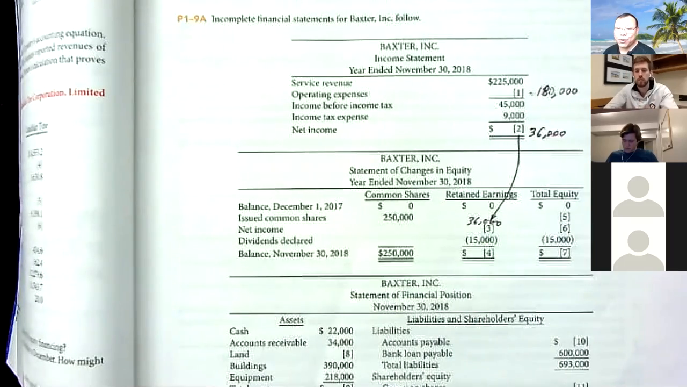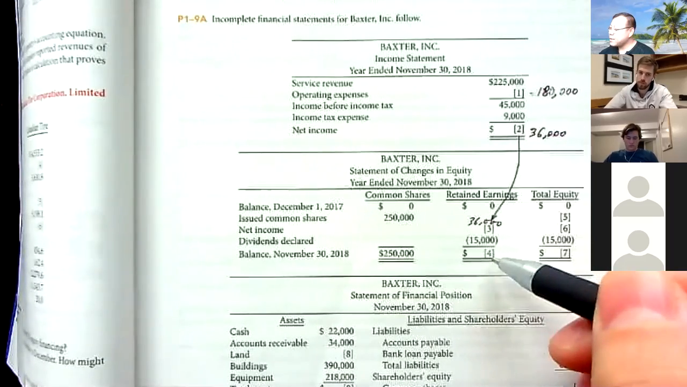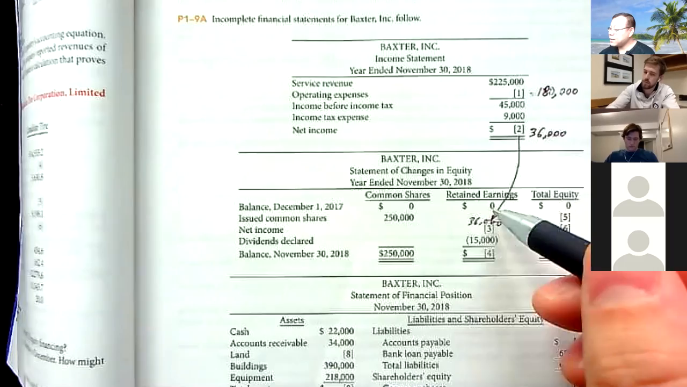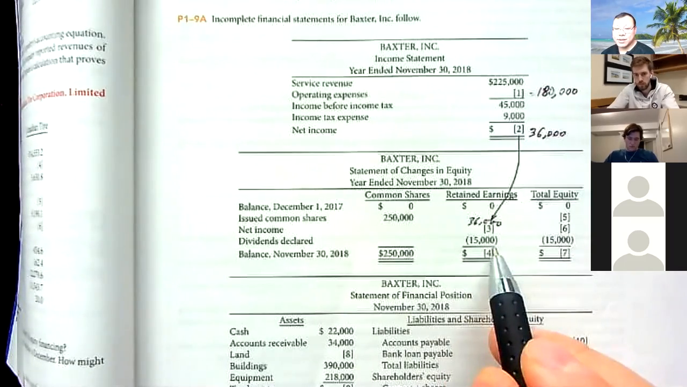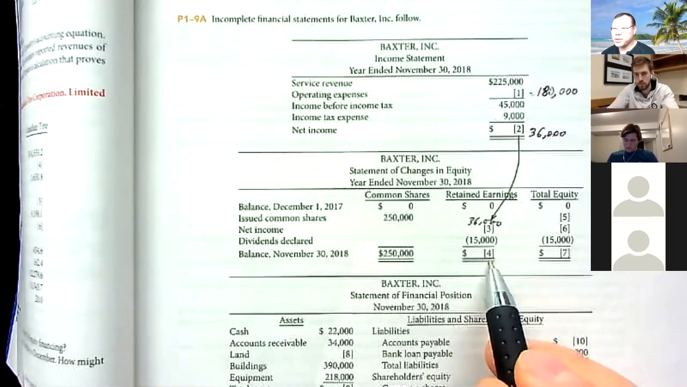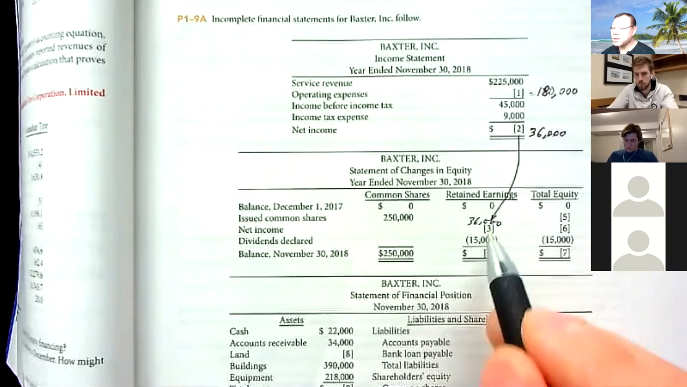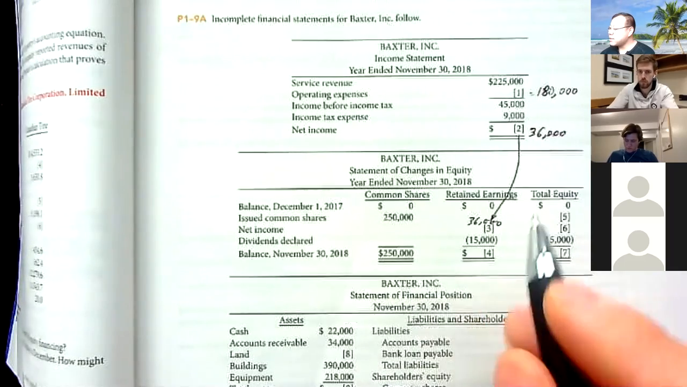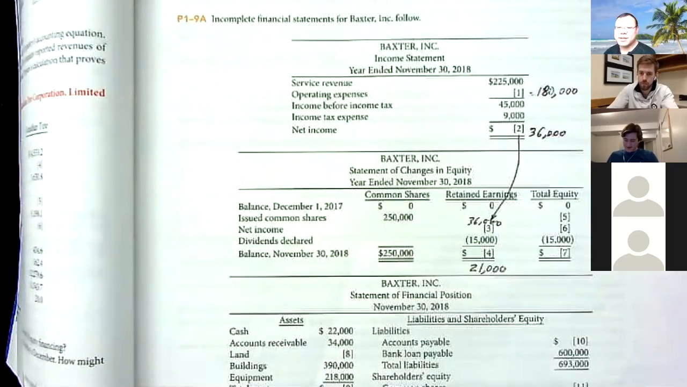Now it's number four, right? Your number four is the closing balance of retained earnings. Opening balance is 0, net income 36,000, dividend 15,000. So your number four should be the difference: 0 plus 36,000 minus 15,000. So this number four is 21,000. Does that make sense?